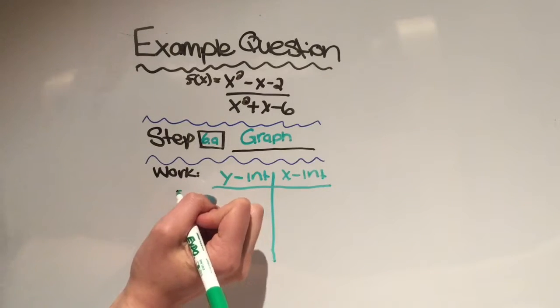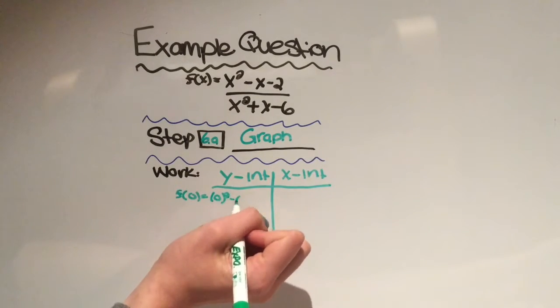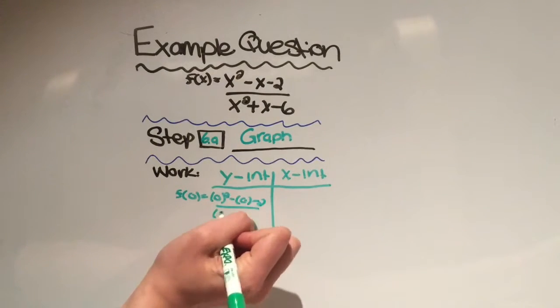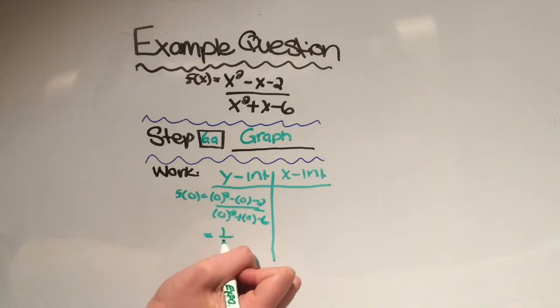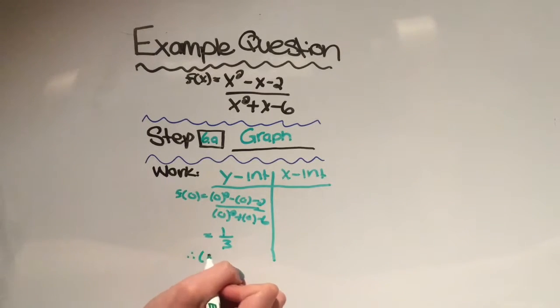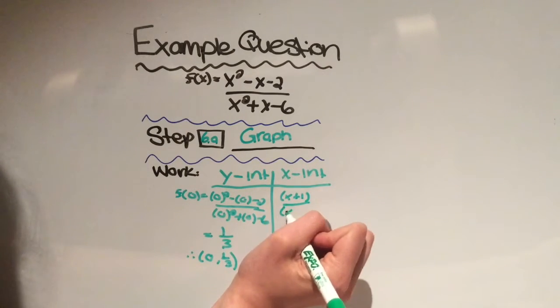Graphing will be broken up into 3 parts. The first part is to find the y and the x intercept. To find the y-intercept, plug 0 into the x value, because we are trying to find the y value when the x value is equal to 0.